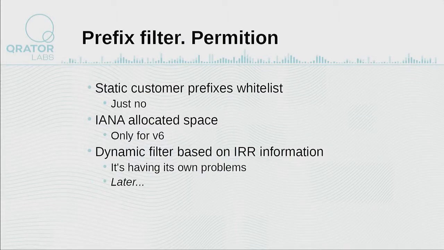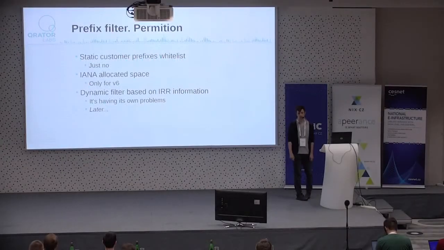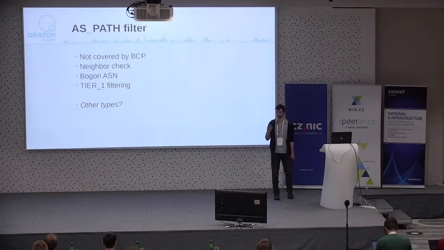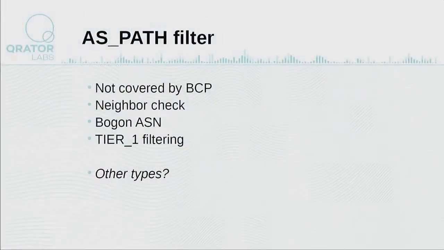And there is another technique that is more commonly used and pretty often appears in our sphere: a prefix filter based on IRR information, and particularly on AS-sets with route objects. We will return to it in a few slides. So yes, we have prefix filters, but what else can be done?